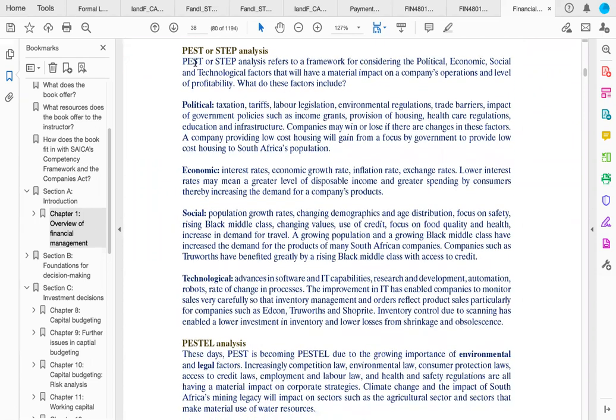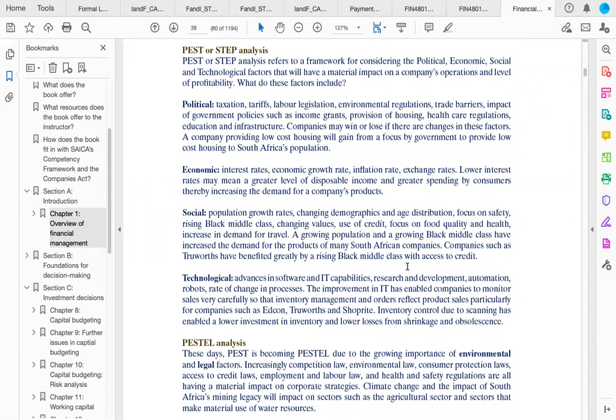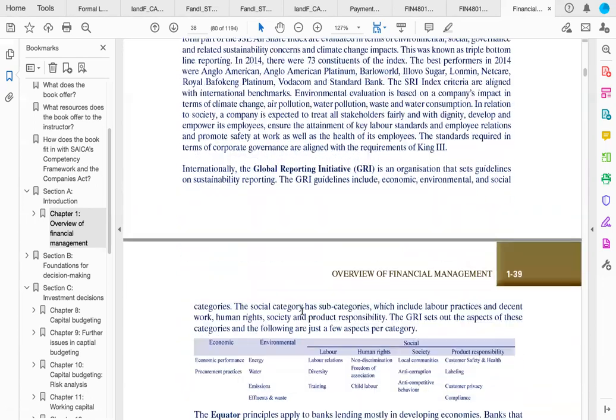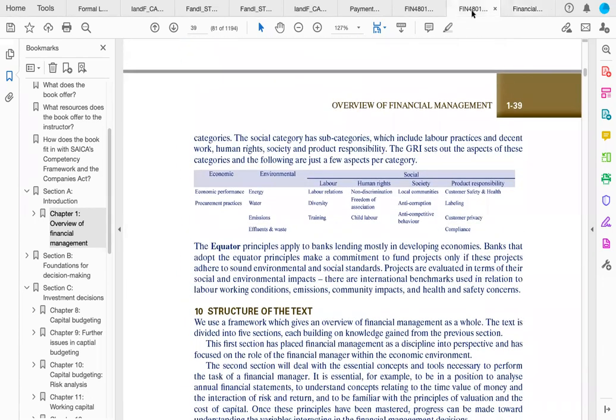And you could also look at the PEST or STEP analysis examples. It's important to understand this. PEST analysis can also be extended to PESTEL, where you also include environmental and legal factors, but it's usually just PEST. Okay, so you could also go through that.